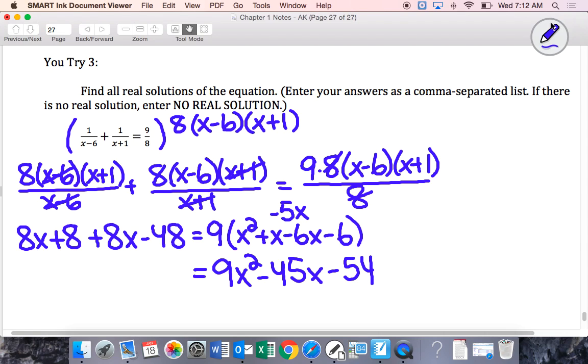and then on the right-hand side, or sorry, left-hand side, I've got 16x minus 40. Remember what I said, if you've got x squareds, numbers, letters, you got to put everything on the same side, so we've got to move them over.